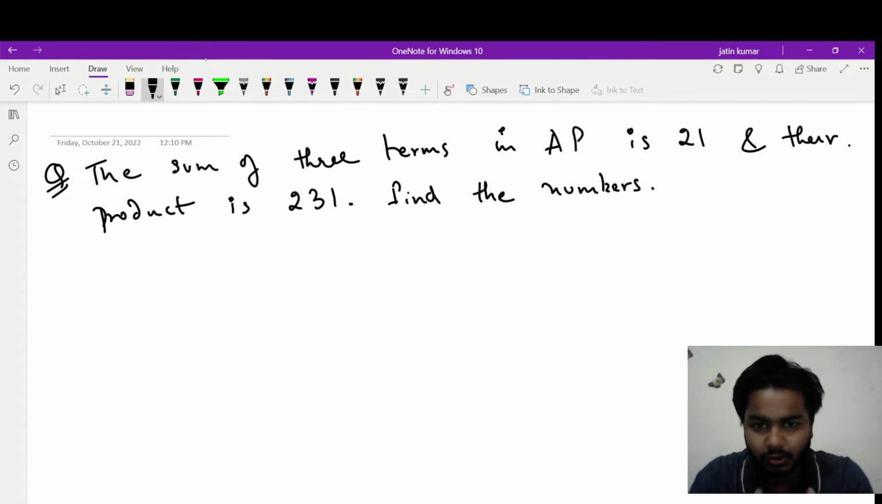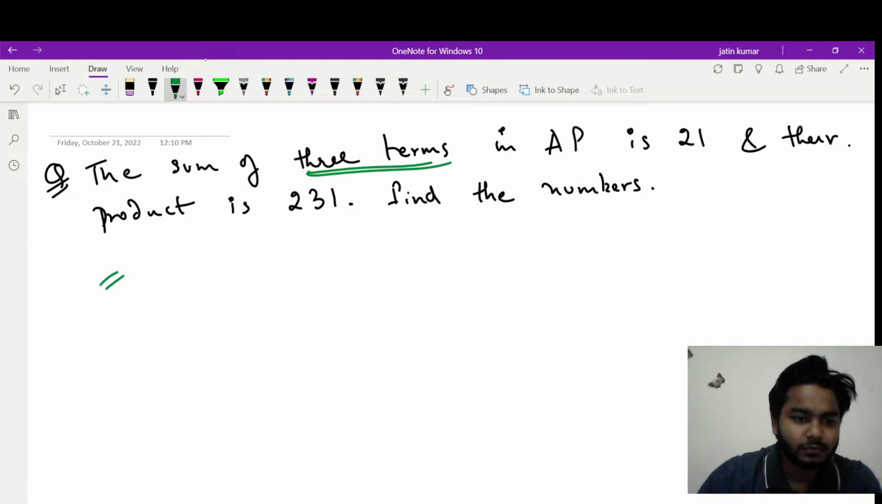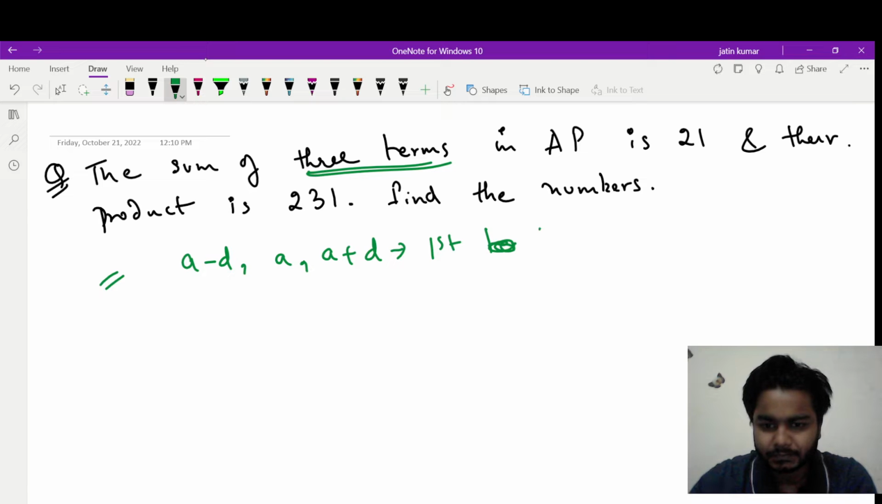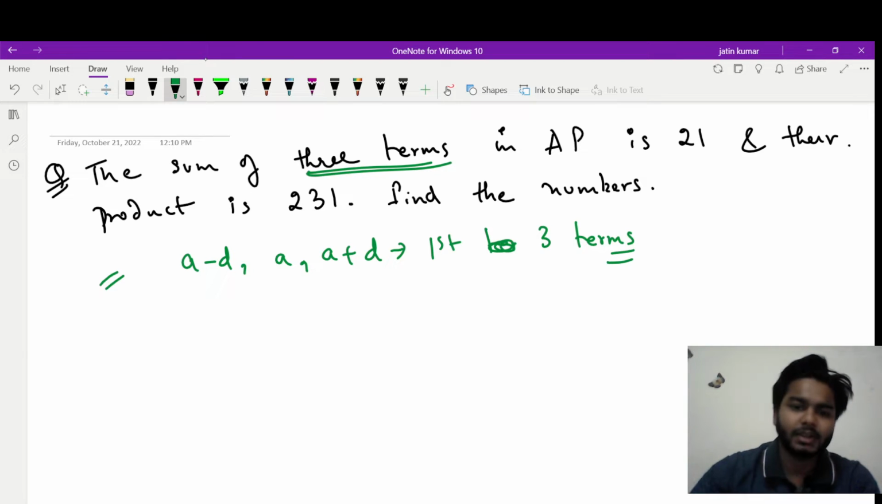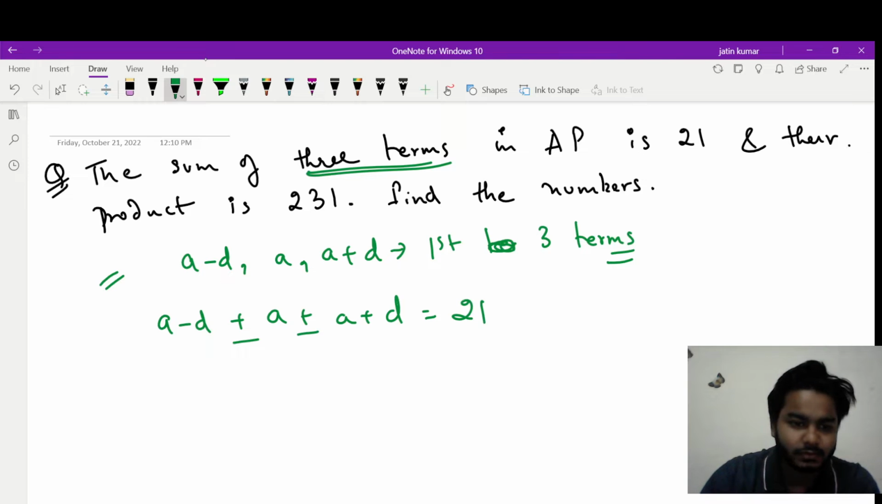Now this question talks about three terms in AP. In case of three terms, I have told you that you will assume a minus d, a, a plus d as your first three terms. Now the sum is given to you. Sum means addition, so a minus d plus a plus d is the addition, and what is given to us is 21. So let's solve this.